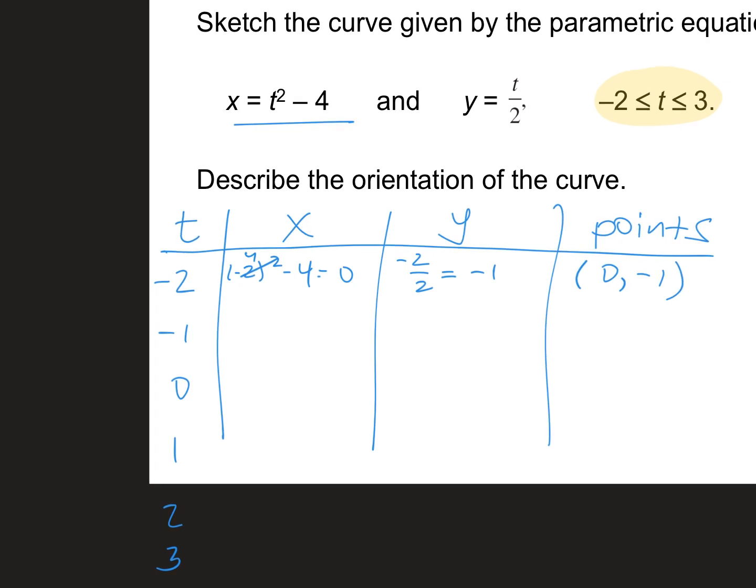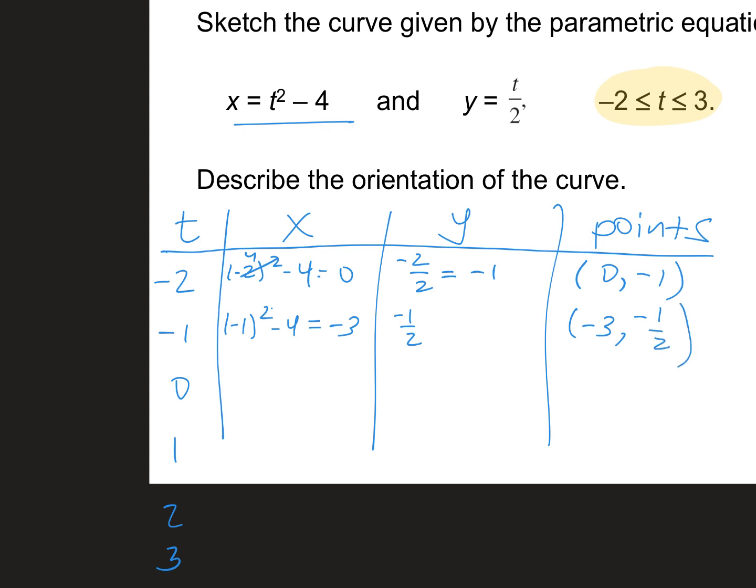Now I'm going to evaluate where time is -1. So I'm going to take -1 squared minus 4. Well, what's -1 squared? 1, and 1 minus 4 is? -3, perfect. So the X value at that is -3. Now I'm going to find the Y. So I'm going to take this Y equation, and I'm going to plug in -1 for the t. So I have -1 what? -1/2. You guys with me?